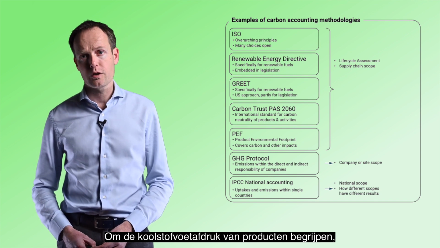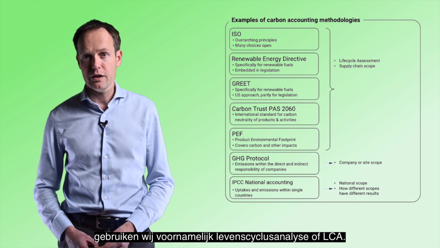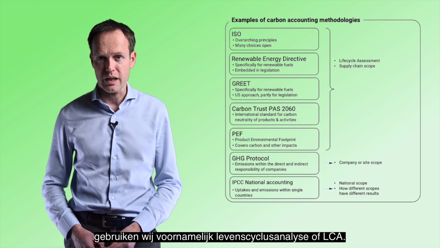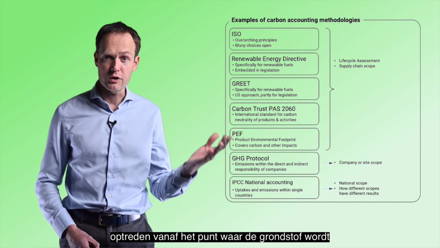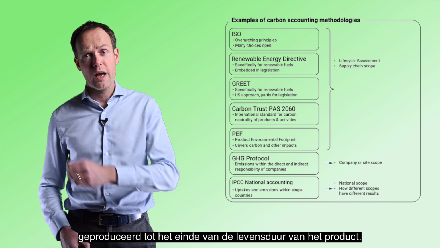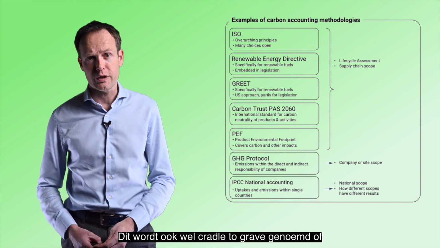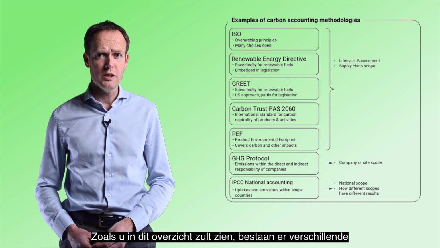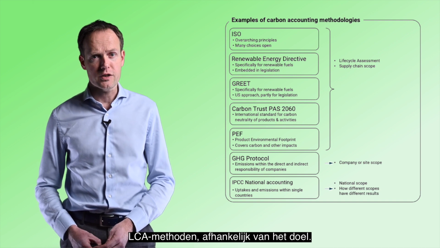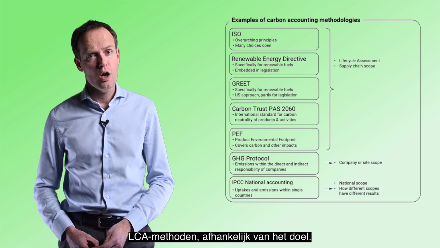To understand the carbon footprint of products, we mainly use life cycle assessment, or LCA. This means that we count all the emissions that occur from the point where the feedstock is being produced until the product end of life. This is also called cradle to grave, or in the case of fuels, well to wheel. As you will see in this overview, different LCA methodologies exist, depending on the purpose.